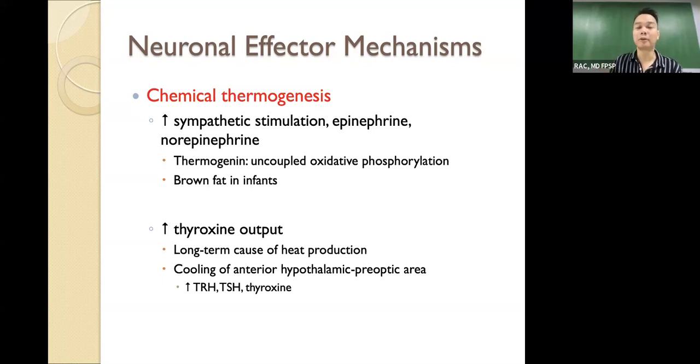When we talk about uncoupled oxidative phosphorylation, this bypasses the production of ATP. So foodstuffs immediately are metabolized just to produce heat. So you automatically produce heat instead of producing energy first or ATP first, no? Before it is broken down just to liberate heat. So that's your thermogenin.